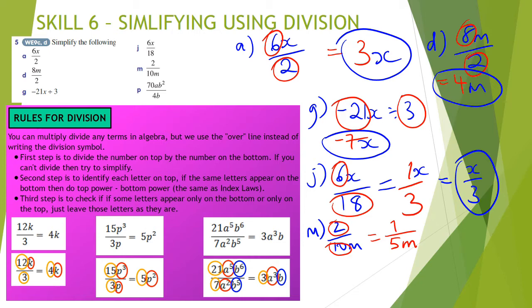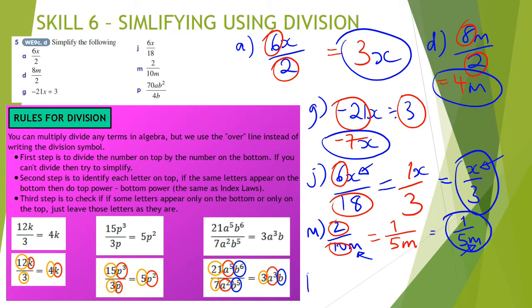Because there's nothing on the top line other than the number 1, we can leave the number 1 on the top, because we can't have an empty top line. So we're going to leave this answer as 1 over 5m. And that's our final answer. The letter's on the bottom this time because the letter started on the bottom in the question. Whereas in question J, the x started on the top, so it finished on the top. In M, the letter m started on the bottom, so it finished on the bottom.